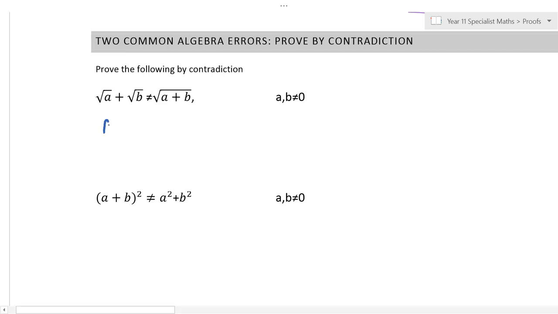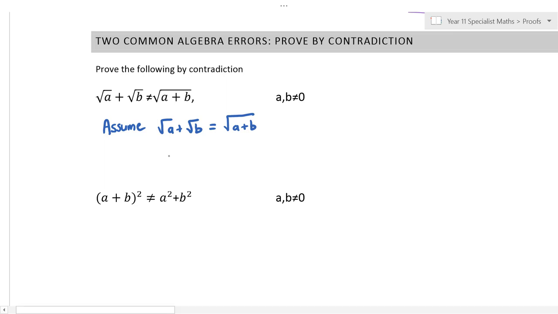So we're going to assume that root A plus root B is equal to the root of A plus B. Now we can just look at the left-hand side and the right-hand side, and if there's some contradiction, therefore the opposite must be true.